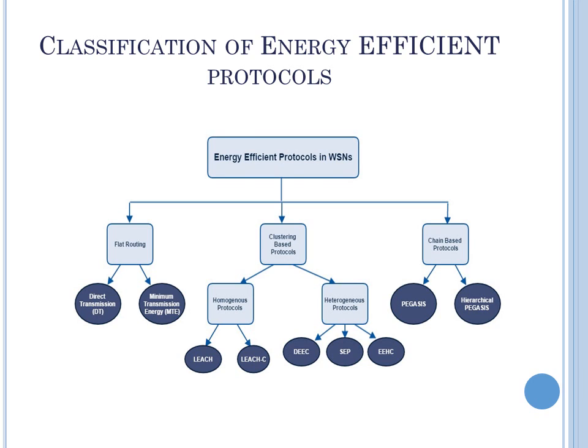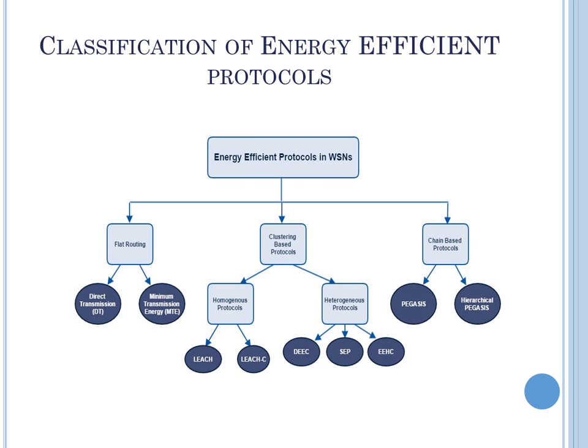Next is a classification of energy efficient protocols. Basically, energy efficient protocols in wireless sensor networks are divided into three major categories, that is flat routing, clustering based protocols and chain based protocols. And the major type of energy efficient protocols that are widely used is clustering based protocol, in which there are further two more categories, that is homogeneous protocols and heterogeneous protocols.